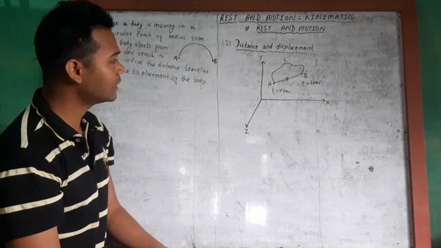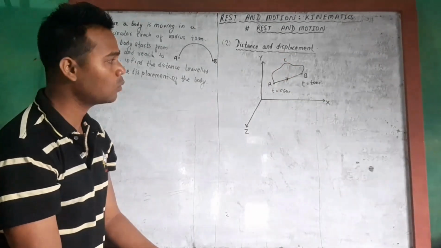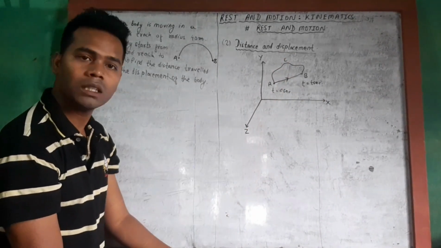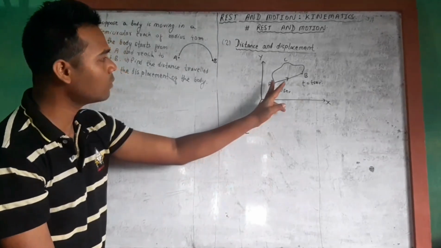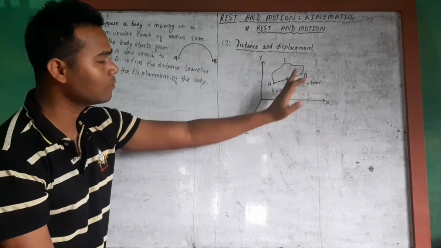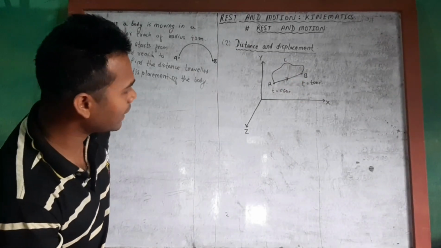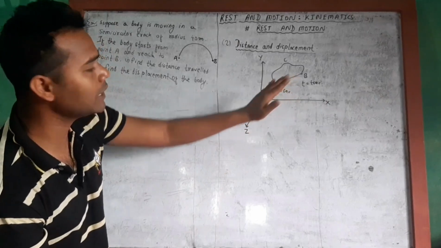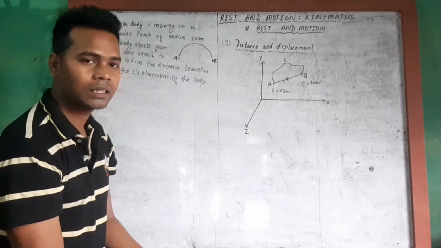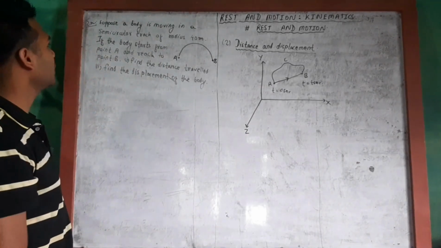And the distance is a scalar quantity because it has only magnitude but does not have direction. The magnitude of the distance is given by the length of this ACB segment. This displacement depends only on the initial and final point. And now let's take one example.